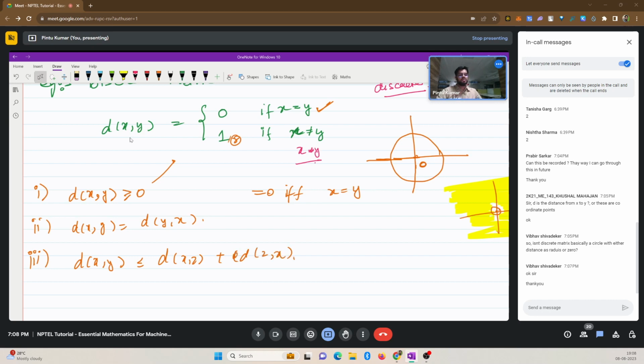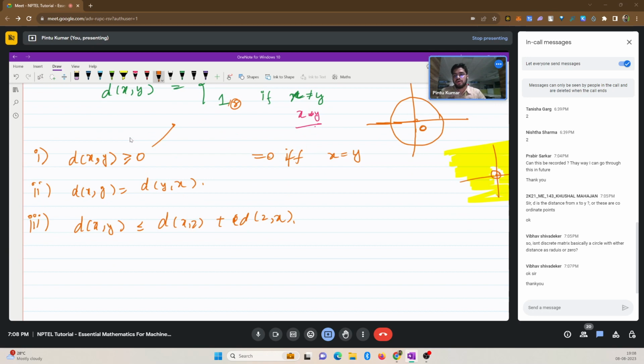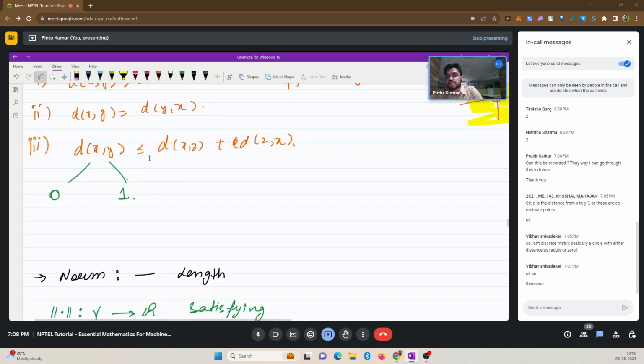Now, on the left hand side, we can have two possibilities. Either my x and y are the same point, or my x and y are different points. If they are the same point, then this thing would be 0. If they are different, then this thing would not be 0. So let's look at the first case.